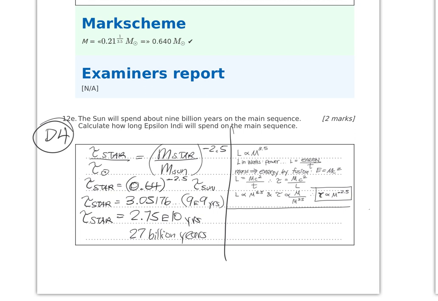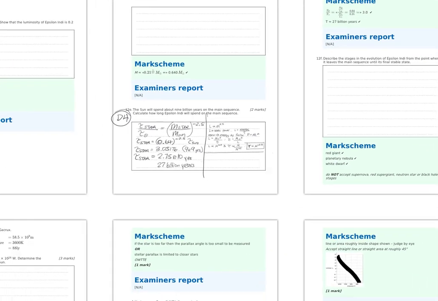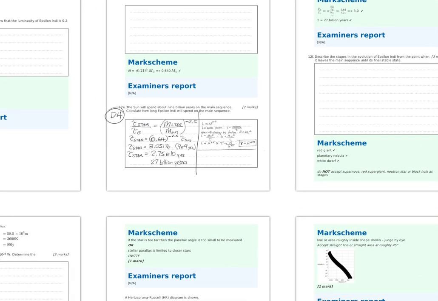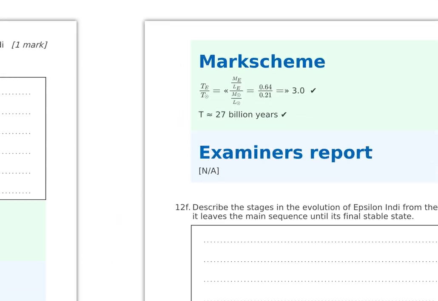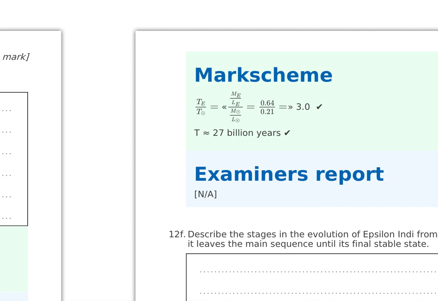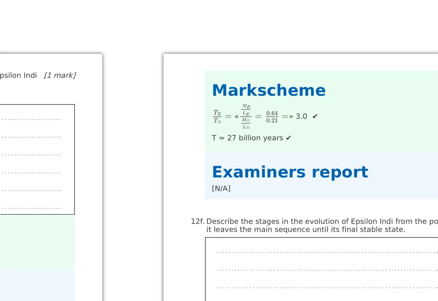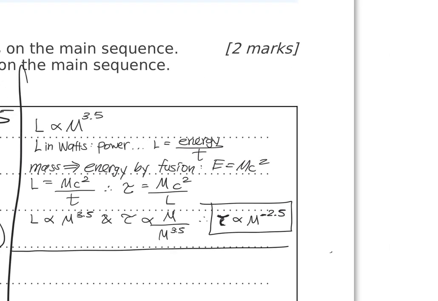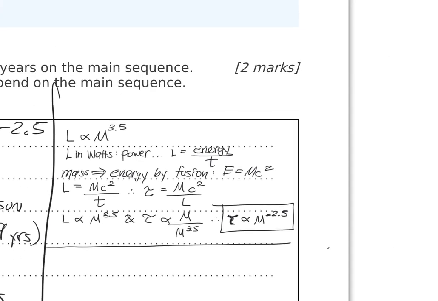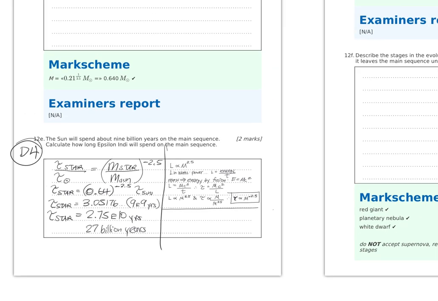So 2.7 billion, it's 2.746, so 27 billion years. What does the answer say? 27 billion years. Now, they did it another way using relative masses and luminosities, but I used the derivation from the notes, and the derivation from the notes makes sense. So either way, there you go.